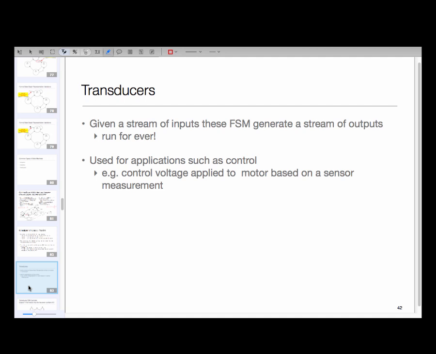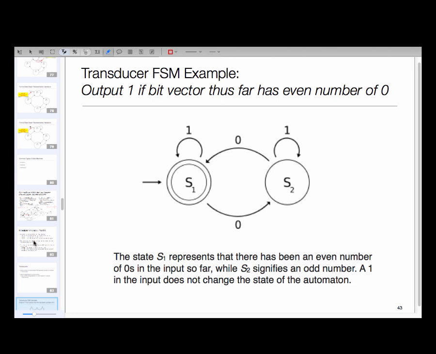The output that we give could control the speed of a motor, the position of a shaft, or whatever, apply brakes, blink an LED and things like that. Unlike the previous examples, where we were saying look at the string up to some end marker and then make a decision, here we are just operating forever. So let me give you a transducer example.